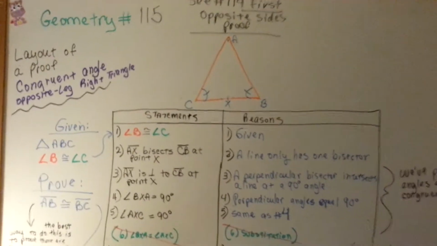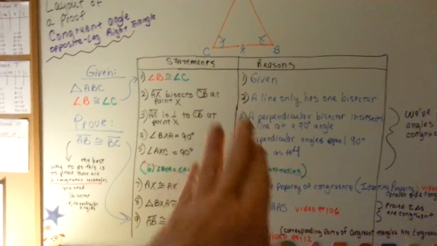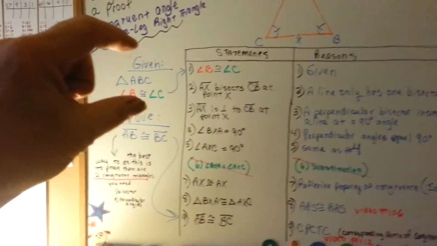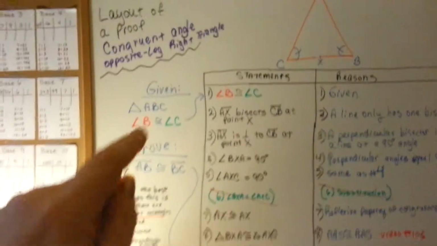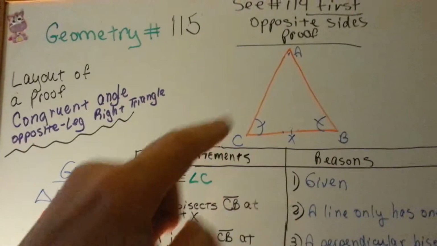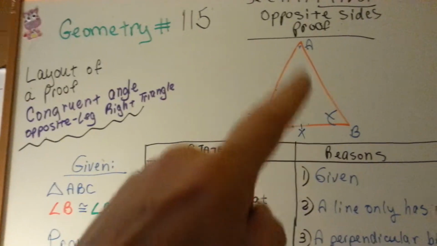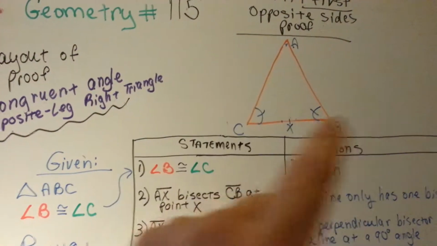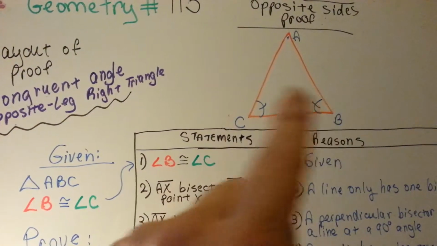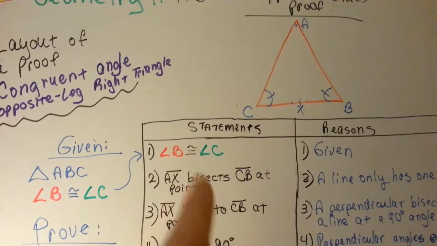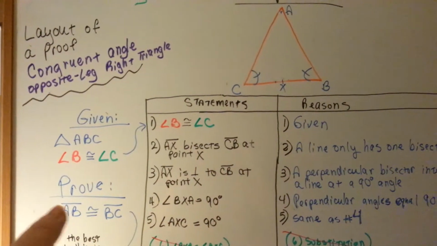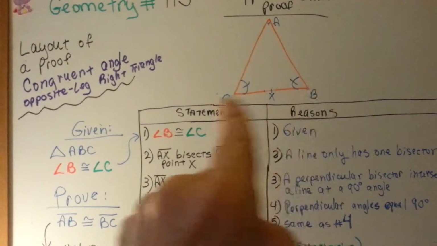All right, so we've got our drawing, we've got our proof table, statements on the left, reasons on the right, but for you it would have been blank. We've got our given and the thing we're trying to prove. So we have our drawing, but it's not a right triangle, so that's confusing, isn't it? And we're given that we've got triangle ABC and that B is congruent to C, okay? And we need to prove that line segment AB is congruent to BC.